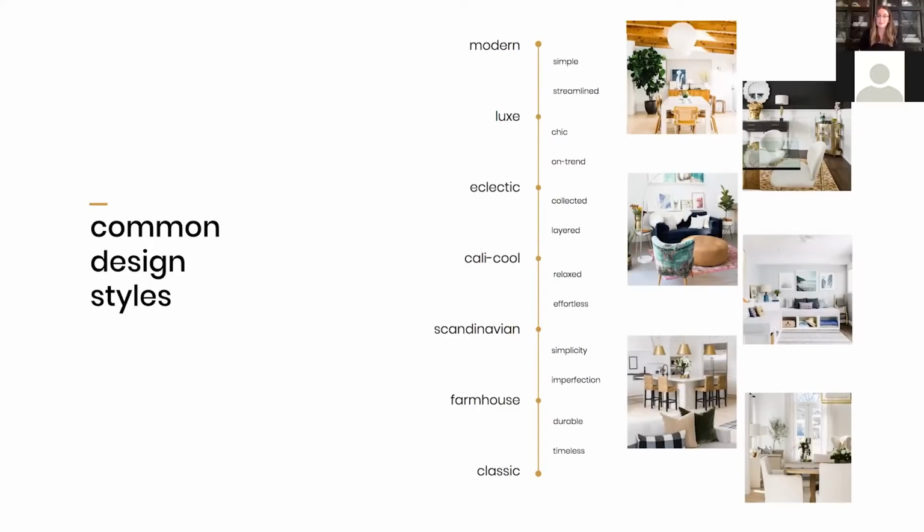Farmhouse was really made into a household name by Fixer Upper and Joanna Gaines. It's all about cozy, warm spaces that speak more to traditional elements, I would say. So in terms of materials, think jute, buffalo check patterns, linen, rustic wood, maybe mason jars, if you're really going farmhouse. And then classic is your more timeless design.